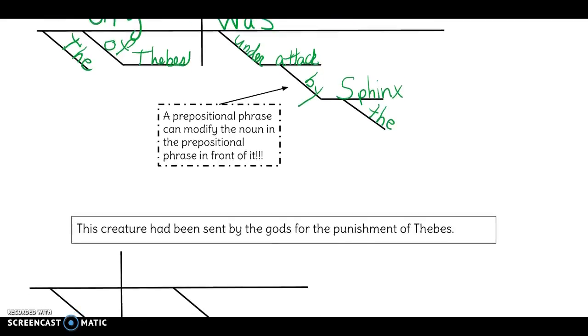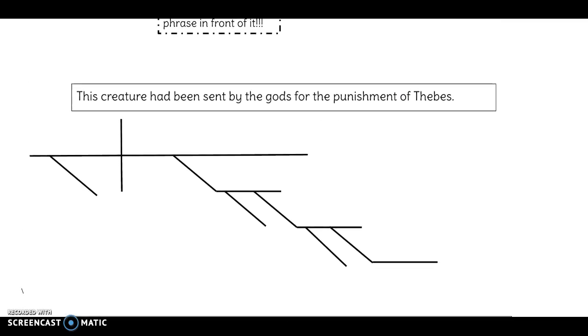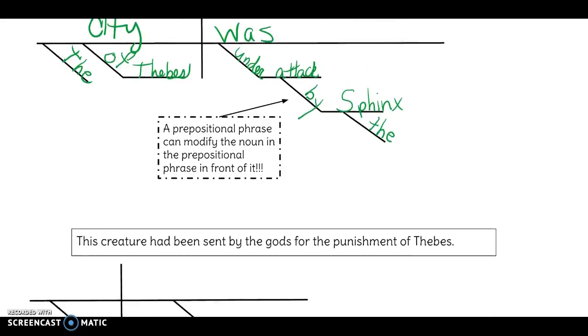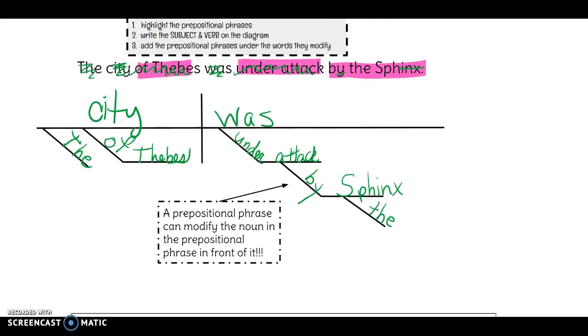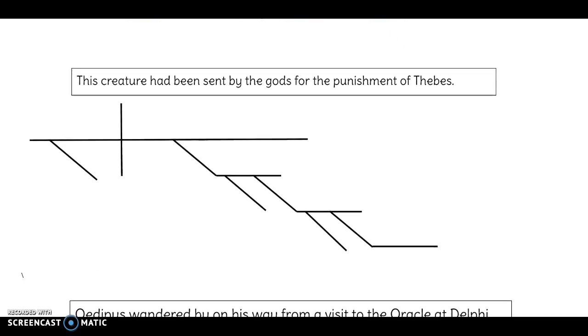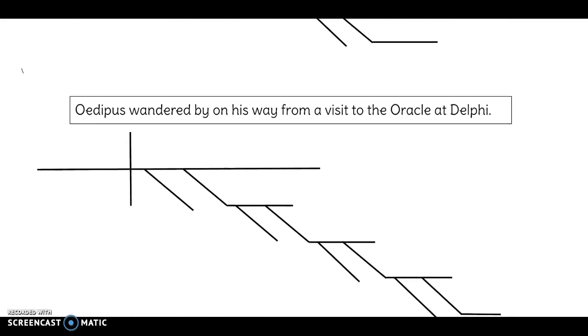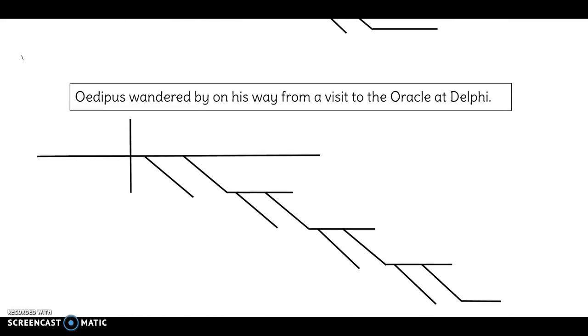Okay, so you're going to be doing that. I've got two different sentences for you to practice on. This creature had been sent by the gods for the punishment of Thebes. And so you're going to go back and look at these steps, 1, 2, 3, that we went through to try this one. And then this one. Oedipus wandered by on his way from a visit to the oracle at Delphi.